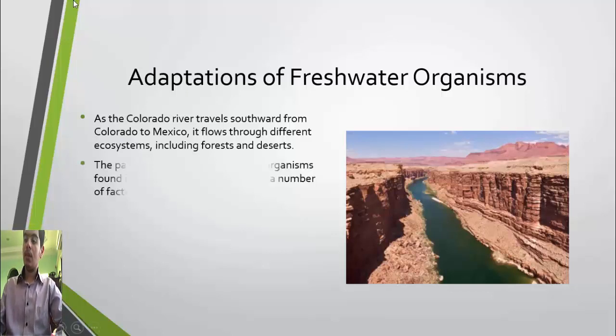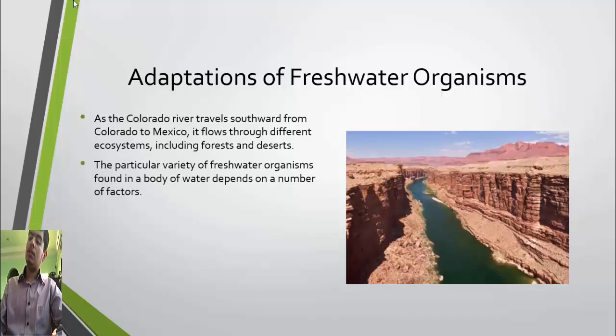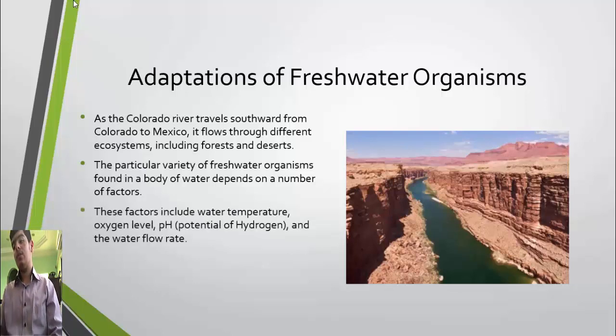The particular variety of freshwater organisms found in a body of water depends on a number of factors. What are the factors? These factors include water temperature, oxygen level, pH, potential of hydrogen, and the water flow rate. So these are abiotic factors. It depends on these factors of the water condition.